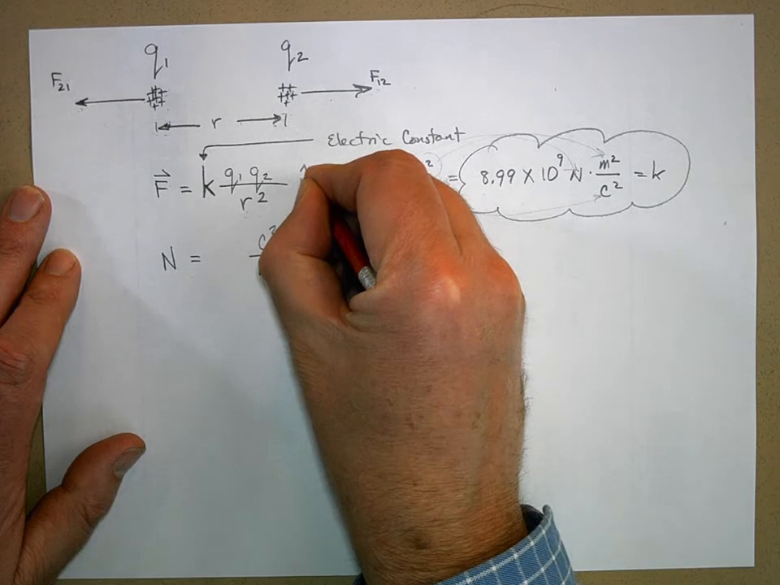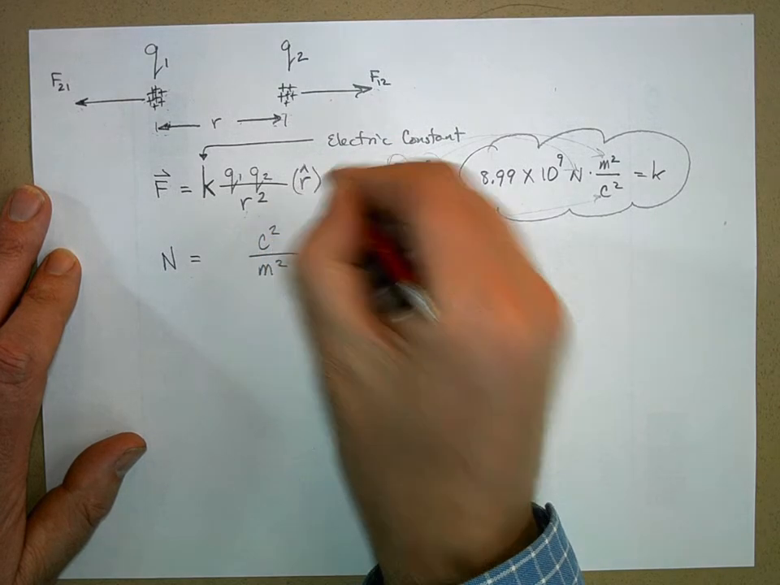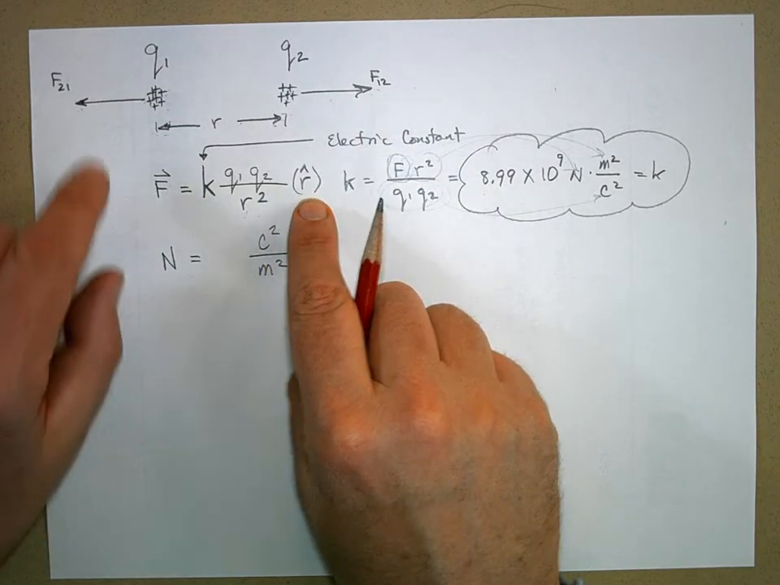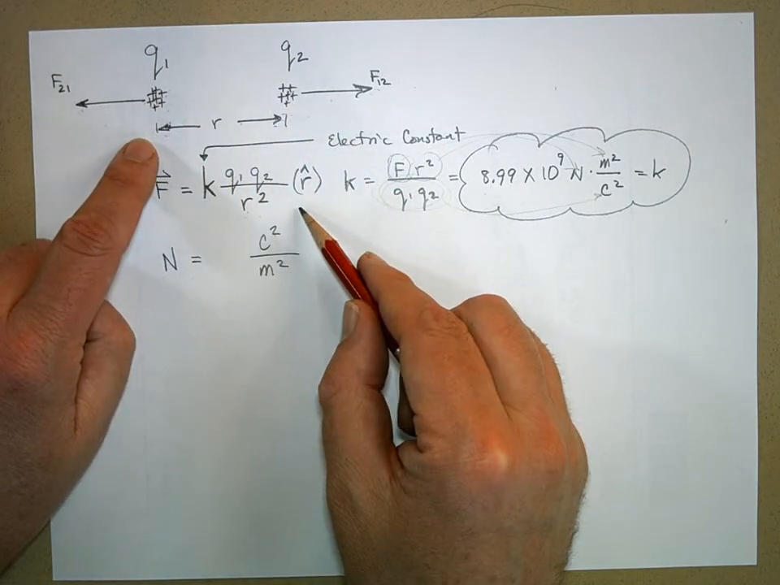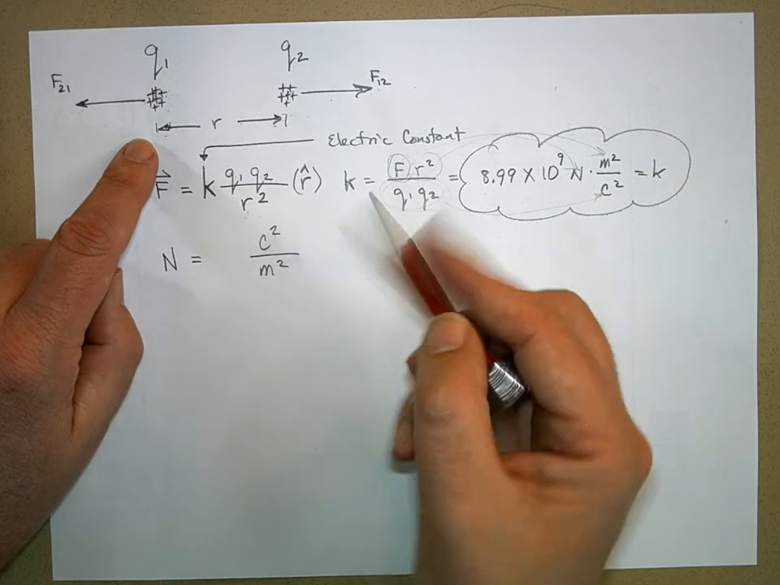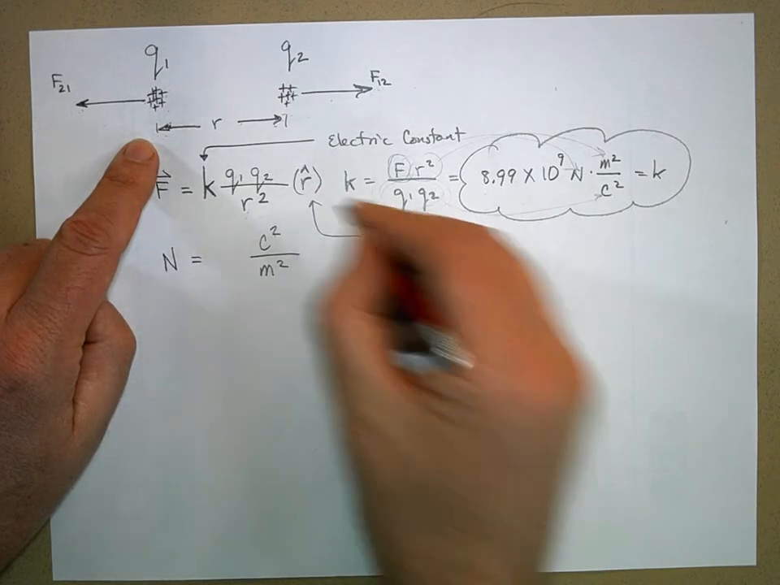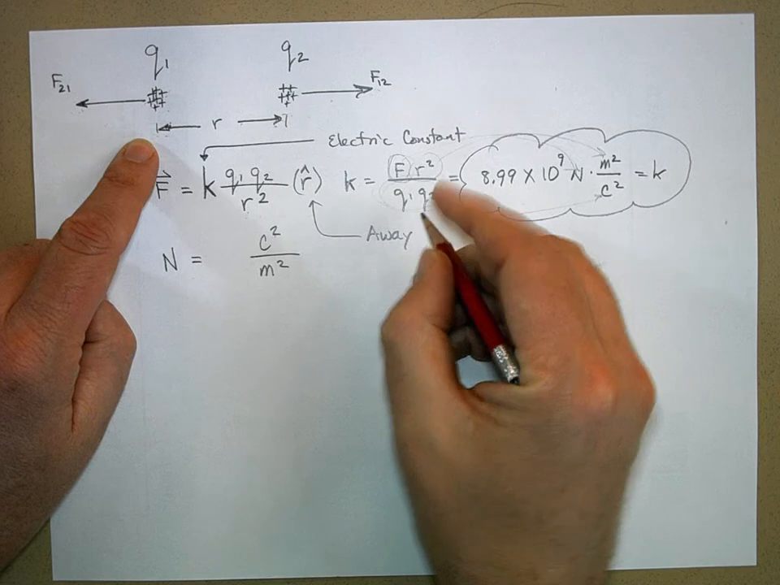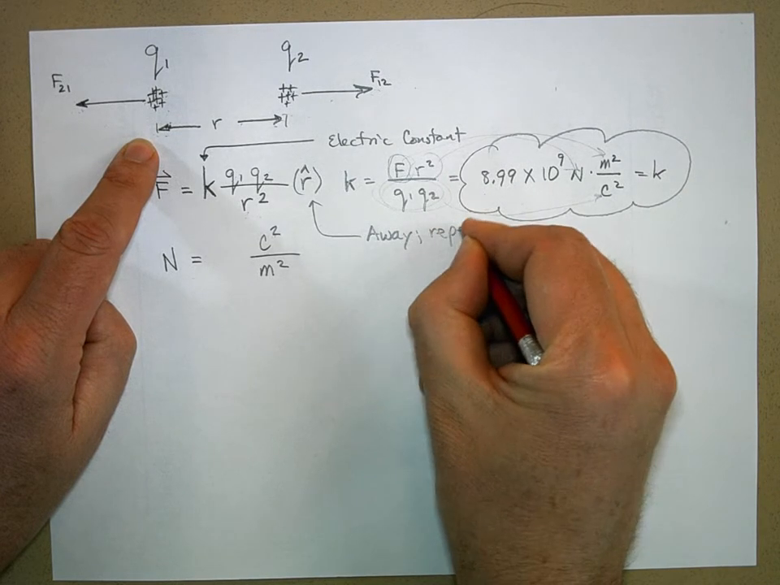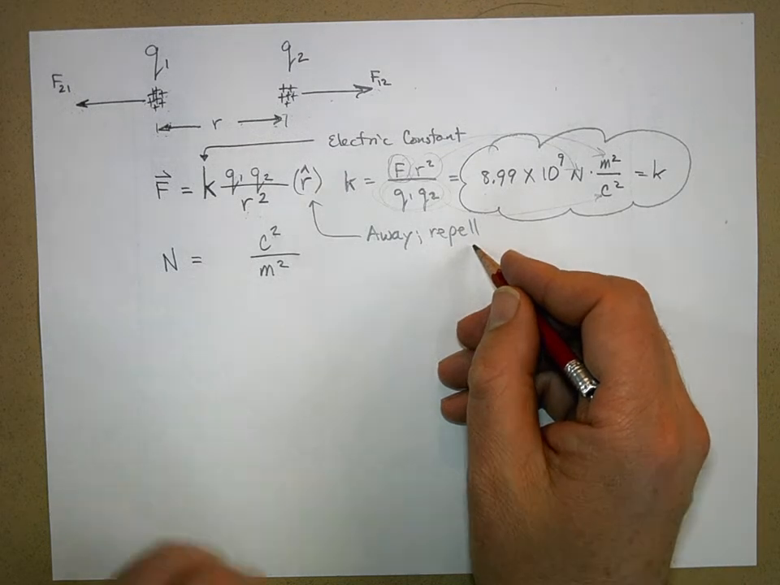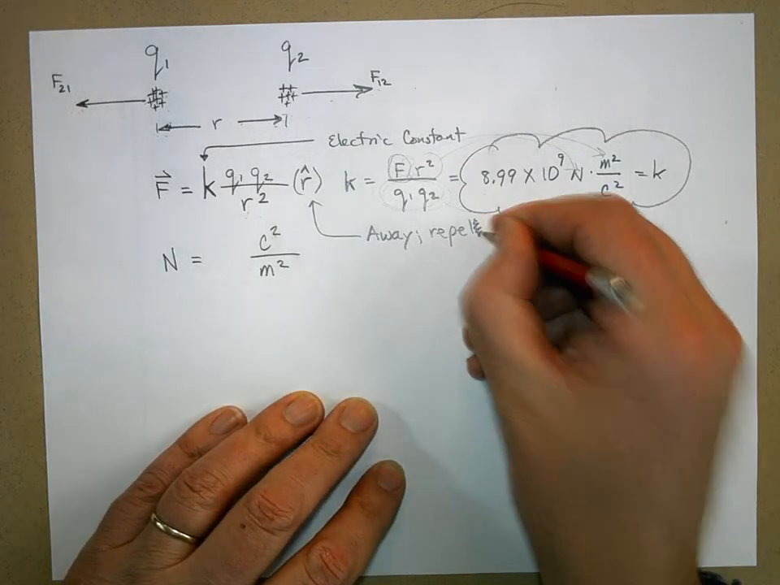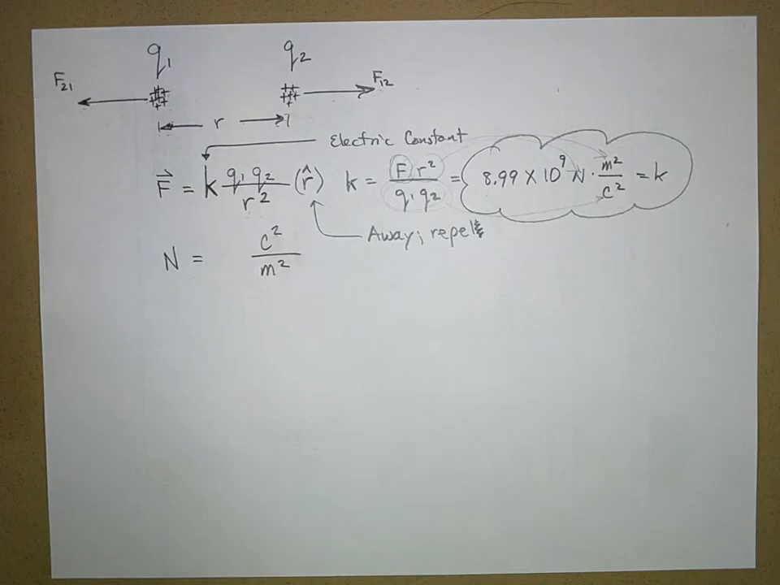R hat. Now this R is not this R. This R is the distance between the charges. It has nothing to do with that. It's simply a shortcut way of saying away or repel. They repel each other. Does repel have one or two L's? One L? Doggone it. Okay. So if you say R hat, that means the two charges are repelling each other. Okay?